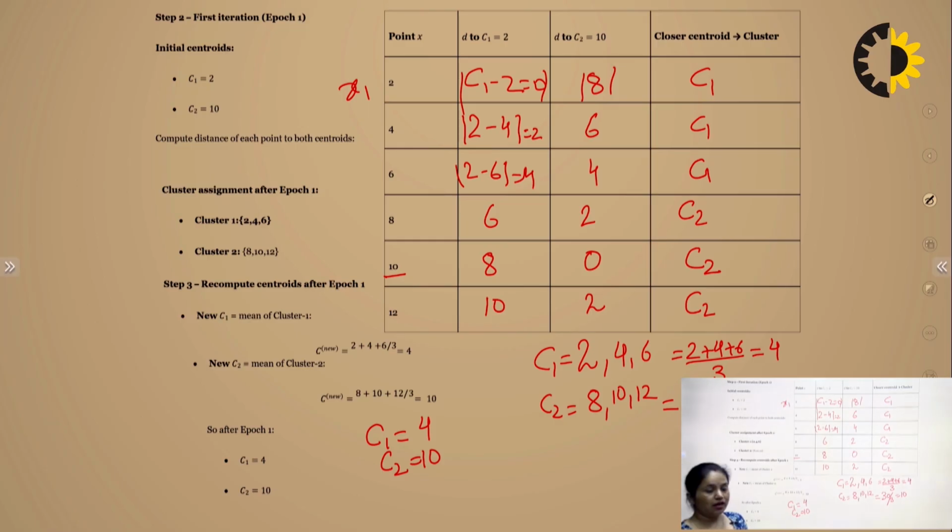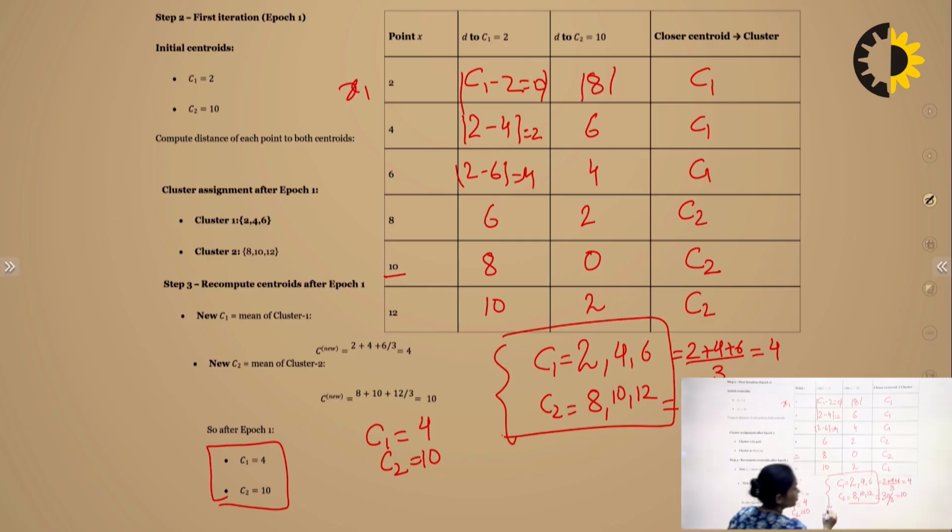Now we need to check whether we have to go for another iteration or not. Here we can see C1 is holding 2, 4, 6 and after the iteration it is again 2, 4, 6, so there is no change. We will go for cluster 2. It was having 8, 10 and 12 and it is the same after the iteration, so there is no change in the cluster elements. We can say that it is in a stable condition. So these are the updated centroids and these are the final clusters.